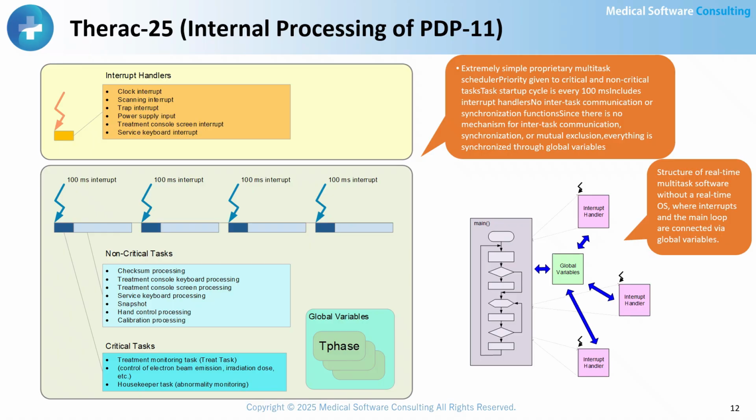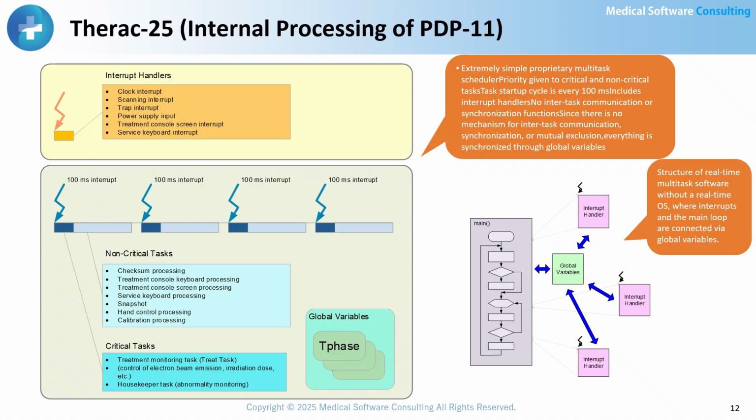The 100-millisecond periodic tasks were divided into high-priority critical tasks and lower-priority non-critical tasks. Critical tasks included the treat task, responsible for treatment monitoring, the servo task, controlling electron gun firing and dose rate, and the housekeeper task, H task, for abnormality monitoring. Non-critical tasks included console keyboard input handling, console screen updating, and hand control processing.